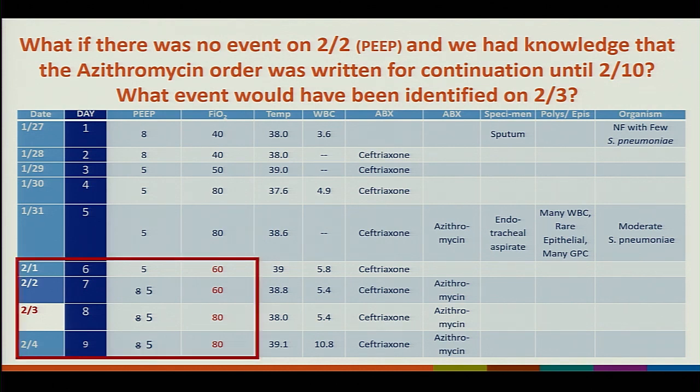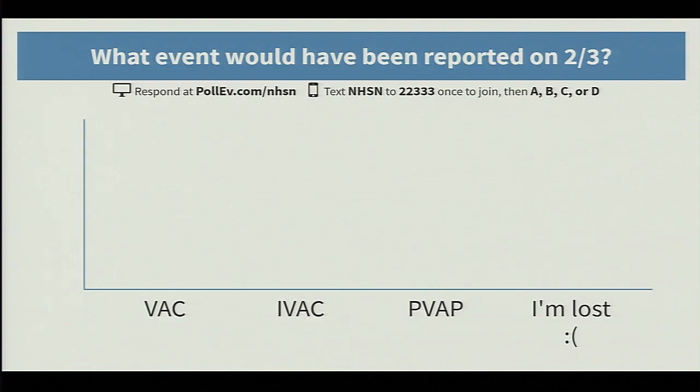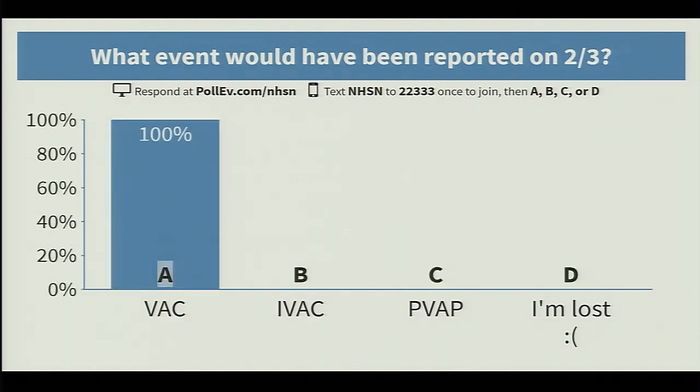And so we would be then meeting that, you'd be able to use that meeting in the FiO2, that VAC definition, where it was 60 and then 80. So I'm getting at the issue of the antimicrobial agent again. So it would have been a VAC, IVAC, PVAP, or are you totally lost with this scenario I'm presenting? So what do you think?